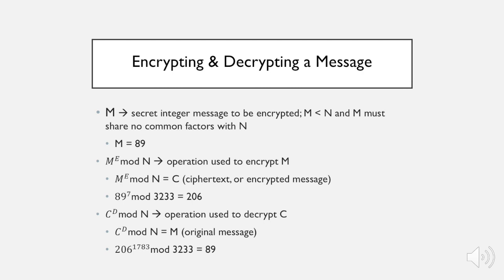The key generator can then decrypt the encrypted message c by using the private key value of d through the expression c to the d power mod n. The result of c to the d power mod n should yield the original integer message m. In our example, 206 raised to the 1783rd power mod 3233 does in fact equal the original integer message m of 89.